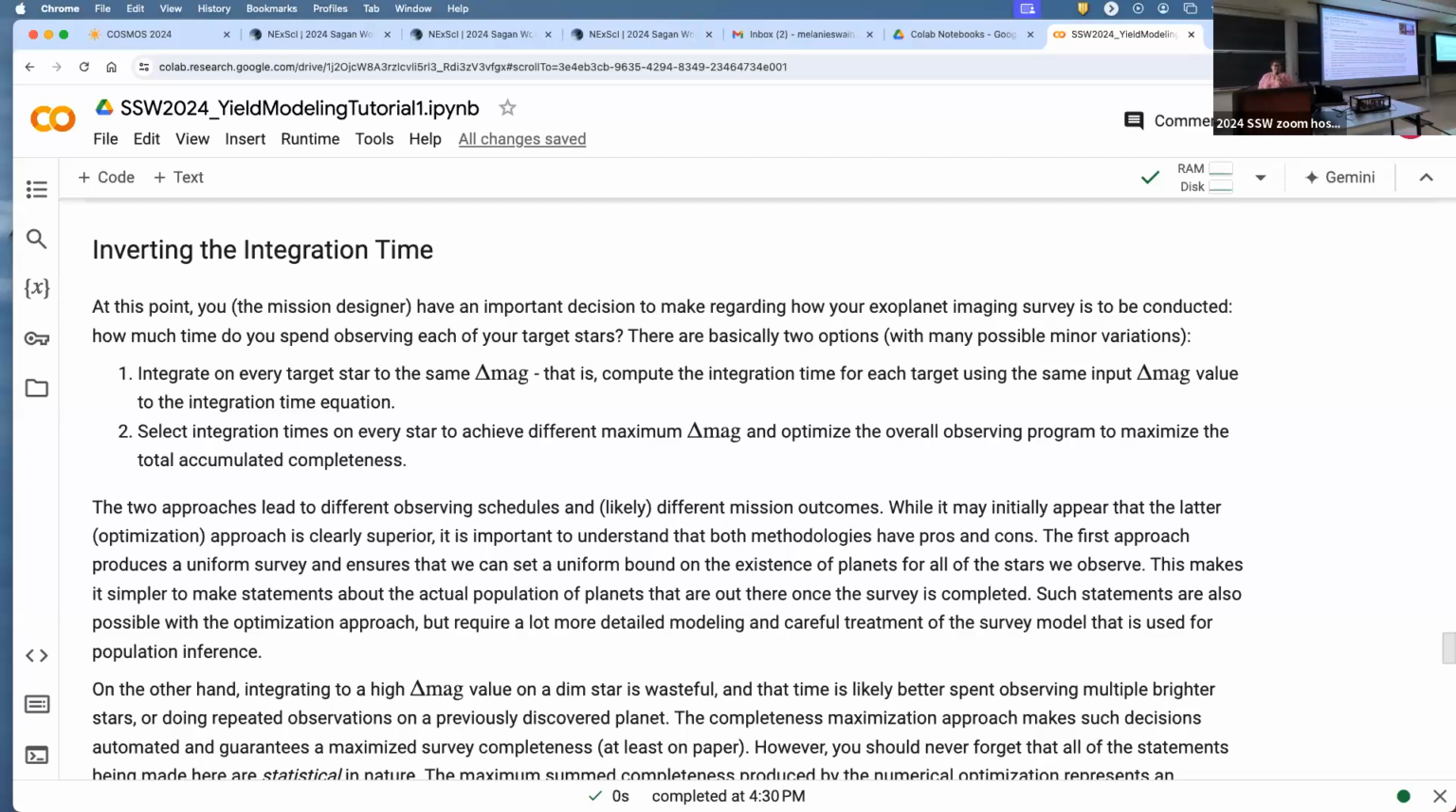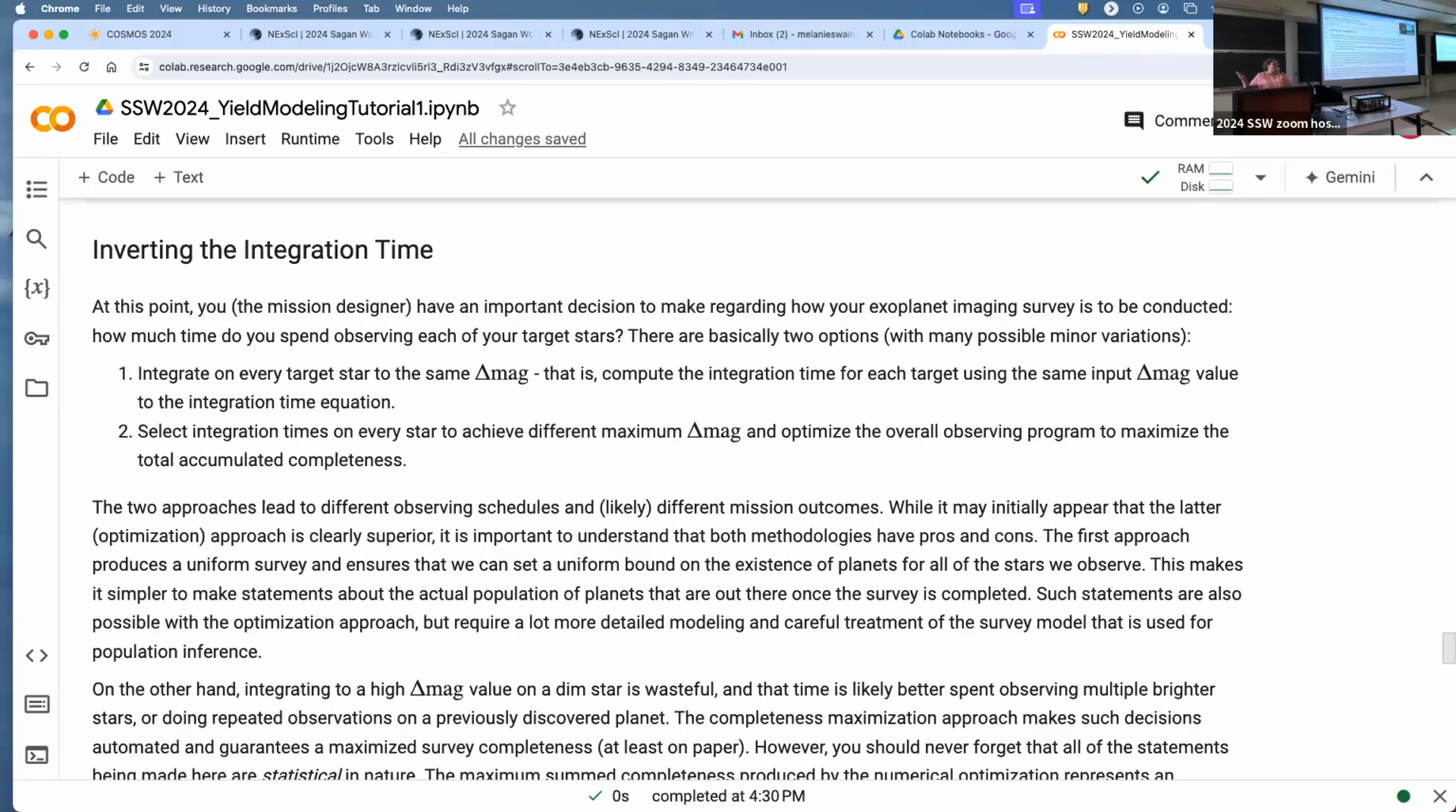So the next step that we need to concern ourselves with is how we invert the integration time. And you have an important decision as the designer of your mission at this point to make. And that is, how much time do you want to spend observing your target stars? So this is really a question of how you are going to allocate your resources, because mission planning and survey design is really all about resource allocation. So you can take approach number one, which is you're going to integrate to the same delta magnitude on every star. And that means, if we go back to the bird plot, everybody's going to get the same delta magnitude, right?